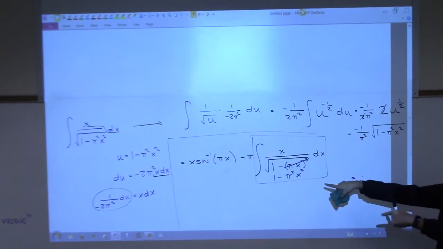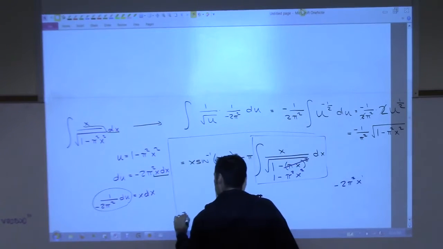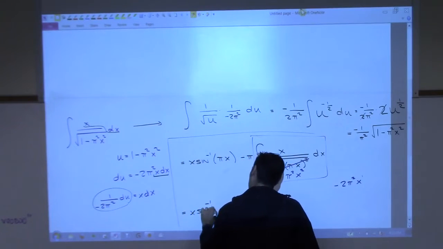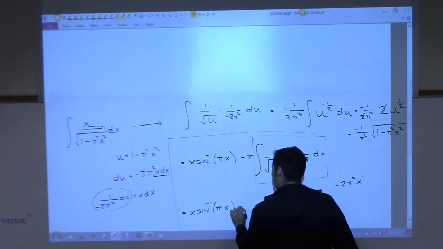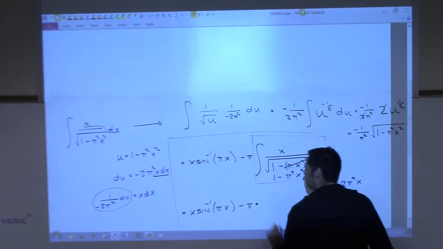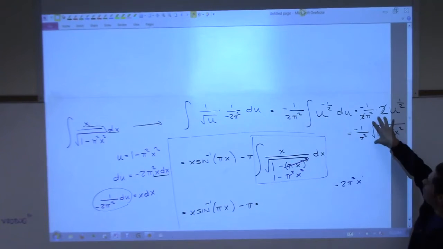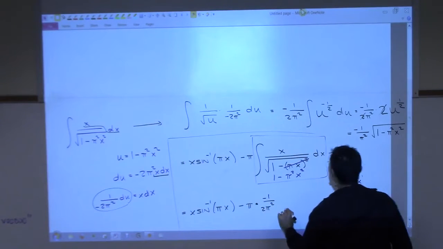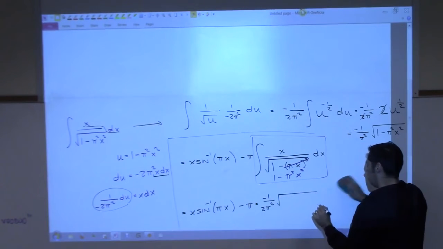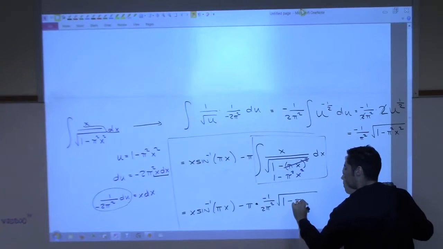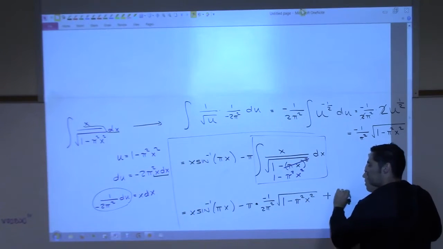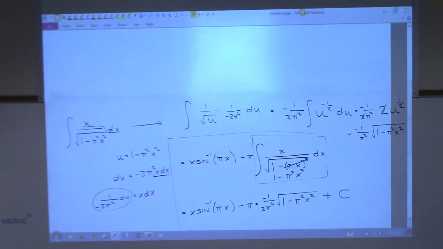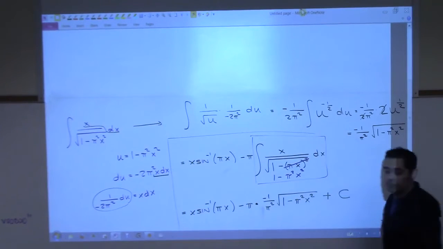So now I go back to this, and I say this is equal to x arc sine pi x minus pi times, this integral is this, right? So negative 1 over 2 pi squared, square root 1 minus pi squared x squared plus c. Yeah, we got rid of the 2. Oh, I did get rid of the 2. Thank you, whoever said that.